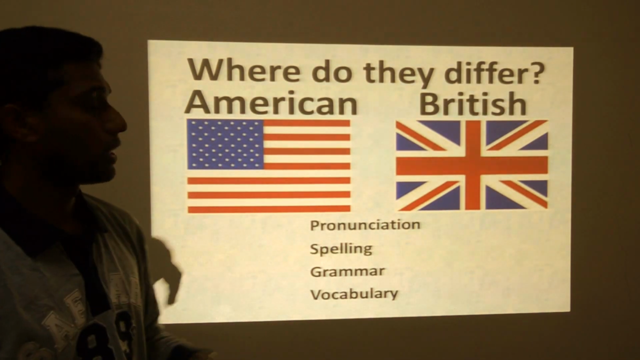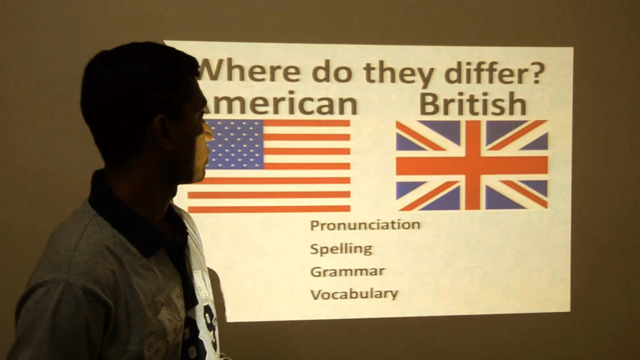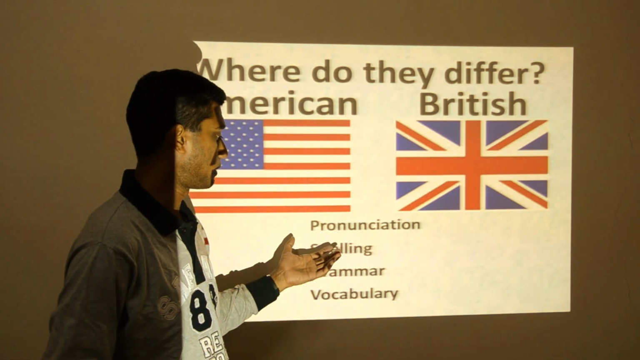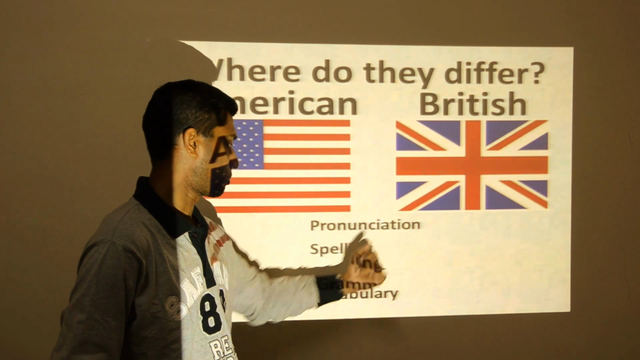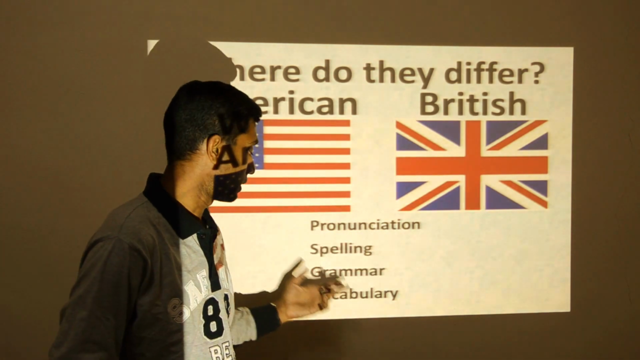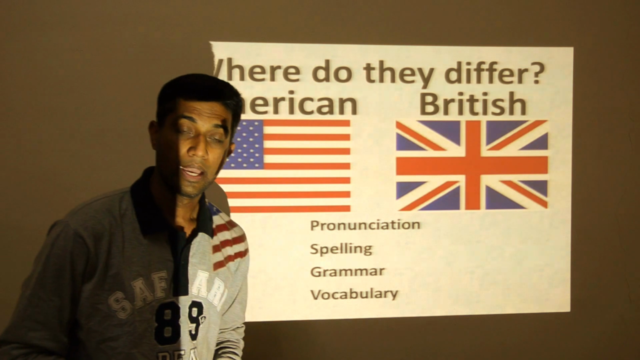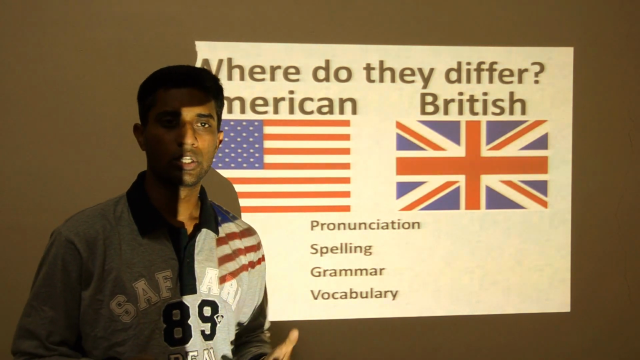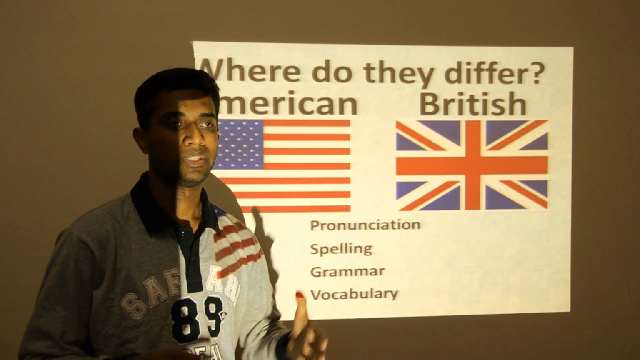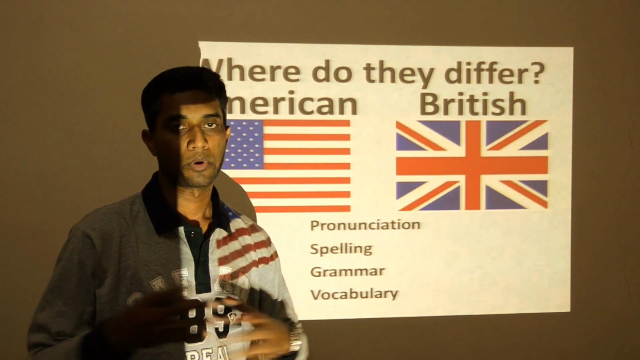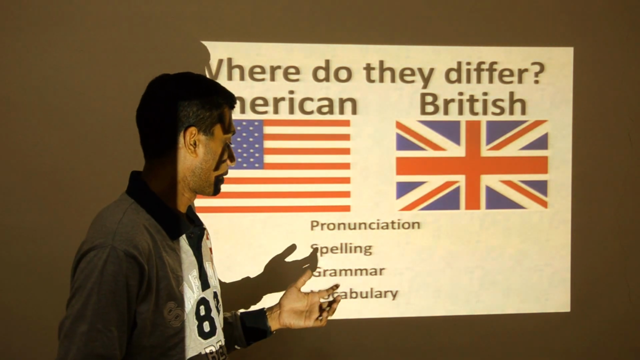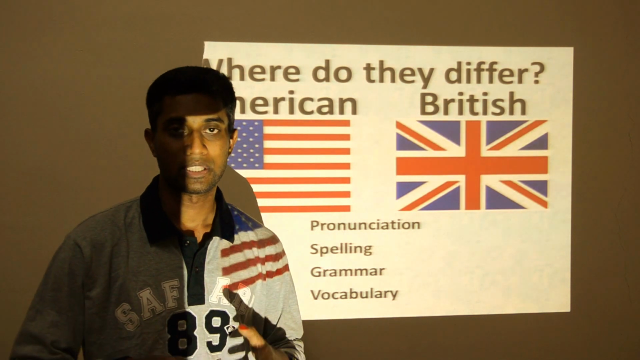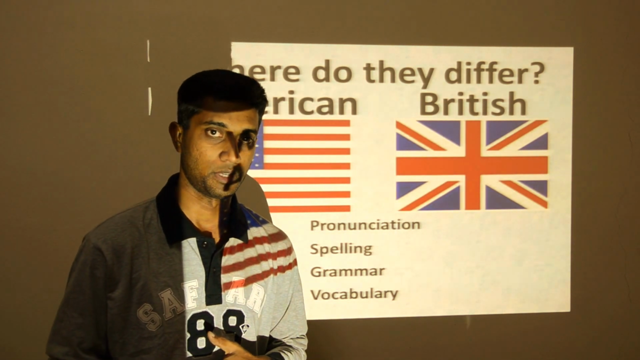Alright, so as we were discussing the differences between American and British English, as I've already mentioned, the differences are in pronunciation, spelling, grammar, and vocabulary. Now, there are some words which are used with the very same spelling but are pronounced differently. But there are some words which are pronounced the same way, but their spelling is actually different.